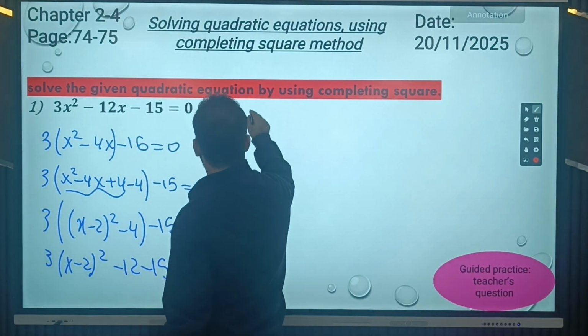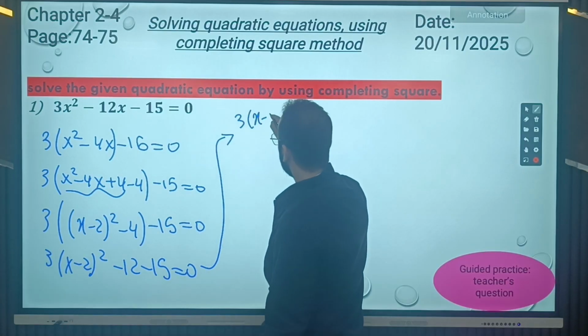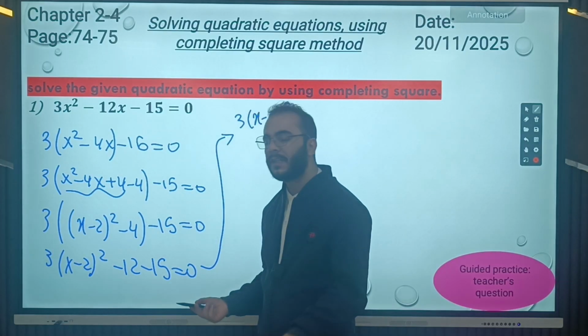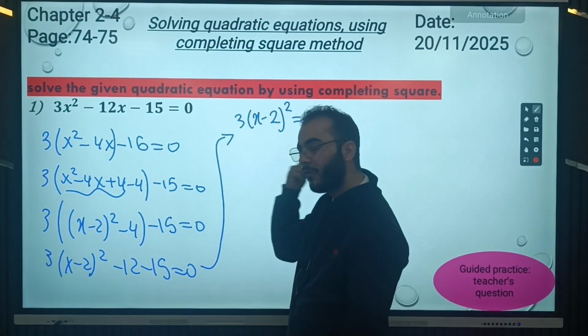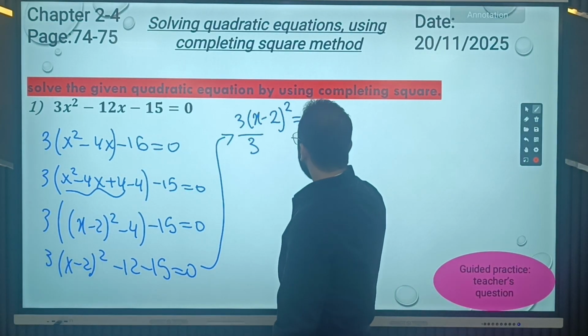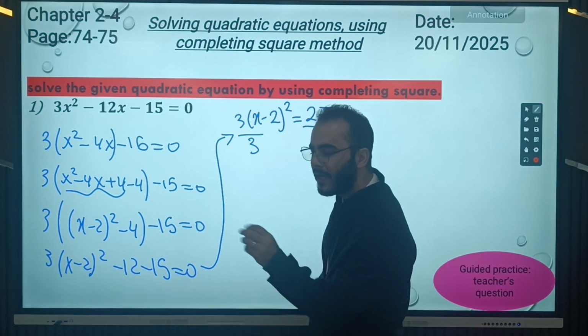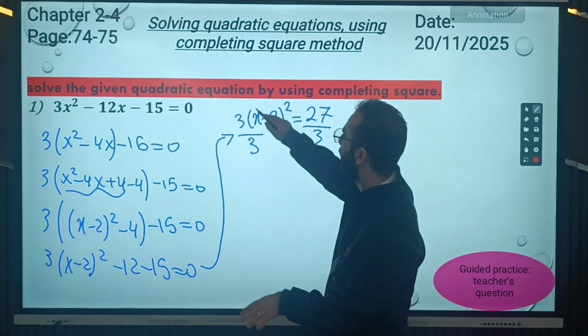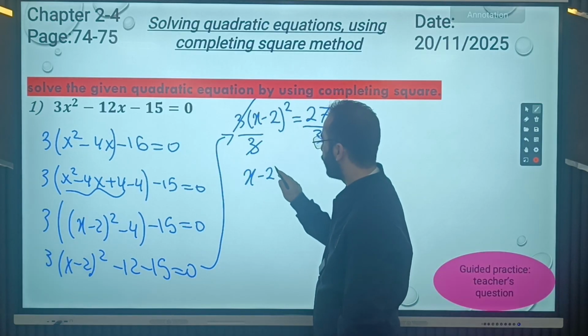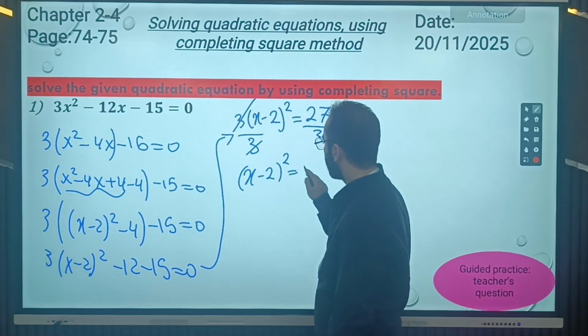So (3x - 2)² = -12 or -15, which is -27. Move it to the other side, it's going to become positive 27. Now divide both sides by 3. Step by step, we need to make x alone. We need to isolate x. That's why this 3 will go with this 3. 27 divided by 3, (x - 2)² equals 9.